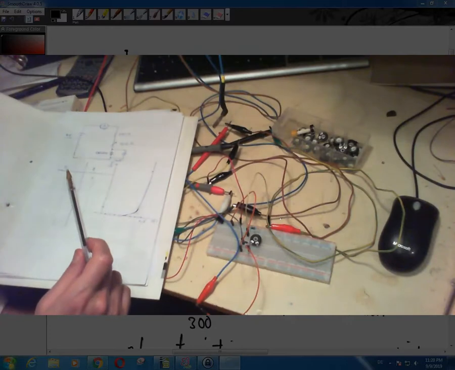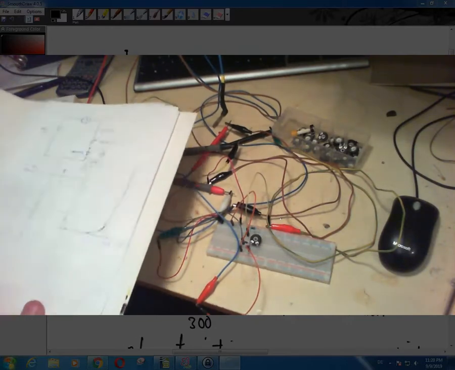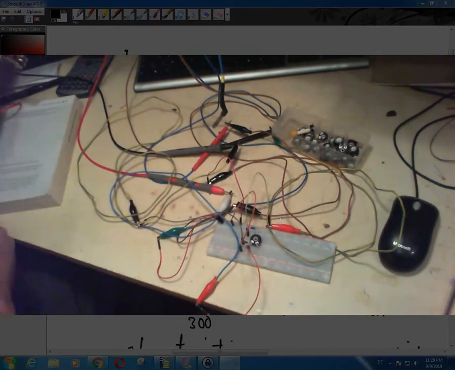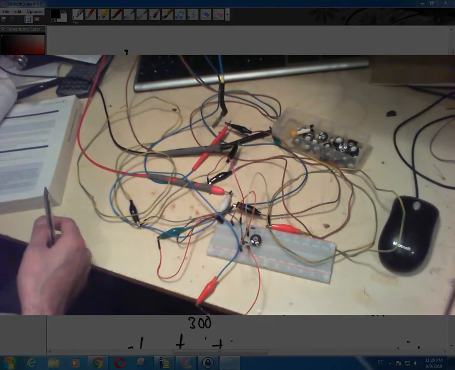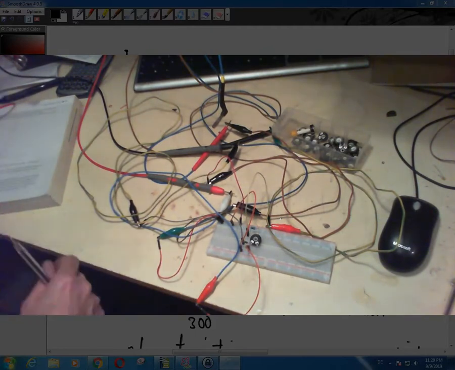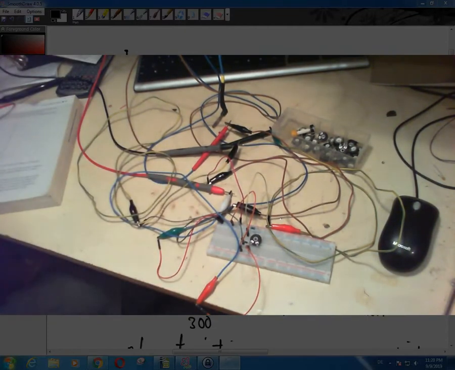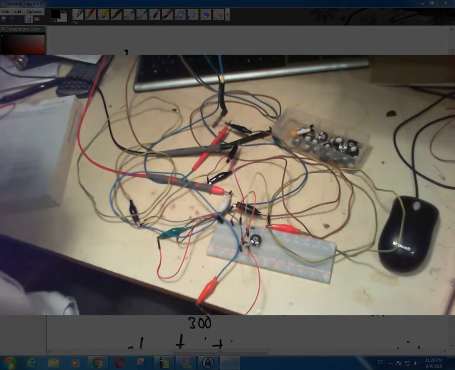And one more thing that I wanted to point out is that, well, we will discuss the rest of this in the next video. We will talk a little bit about this circuit in the next video.